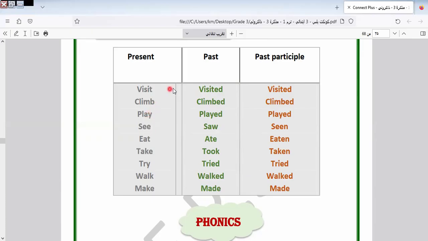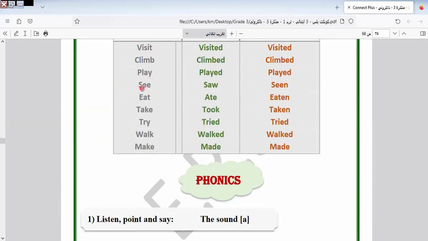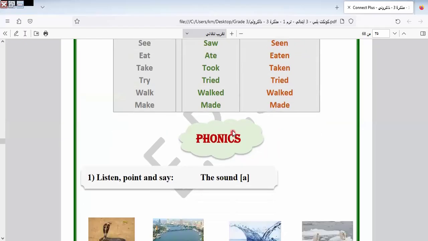Here we have visit, visited, visited. It's the same, because we add ed only to the verb. Climb, climbed, climbed. Play, played, played. Here we have see, saw, seen. Eat, ate, eaten. Take, took, taken. Try, tried, tried. Walk, walked, walked. Make, made, made. Some of the irregular verbs have the past participle the same as the past, like get, got, got.